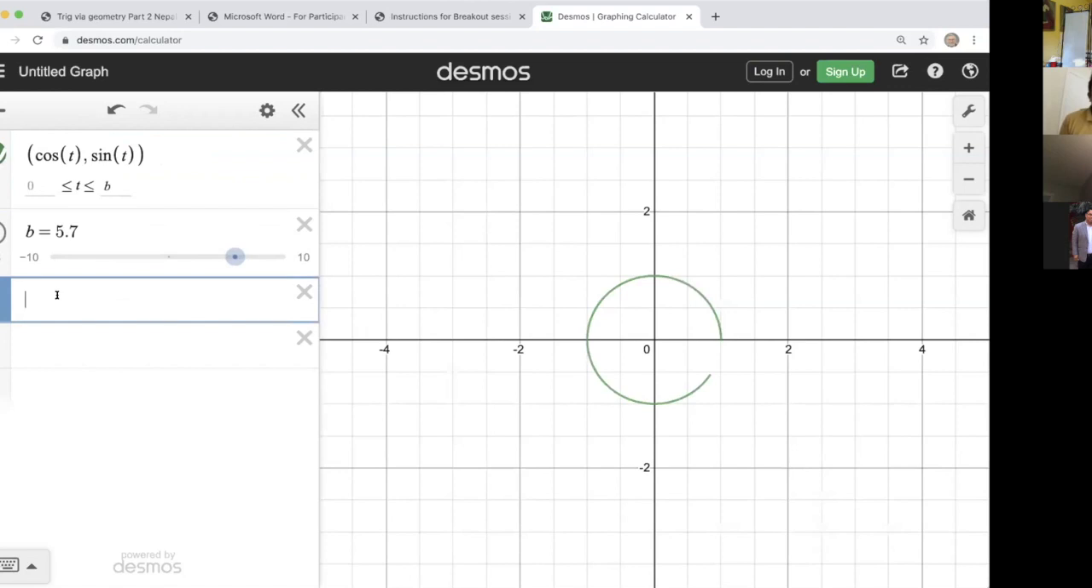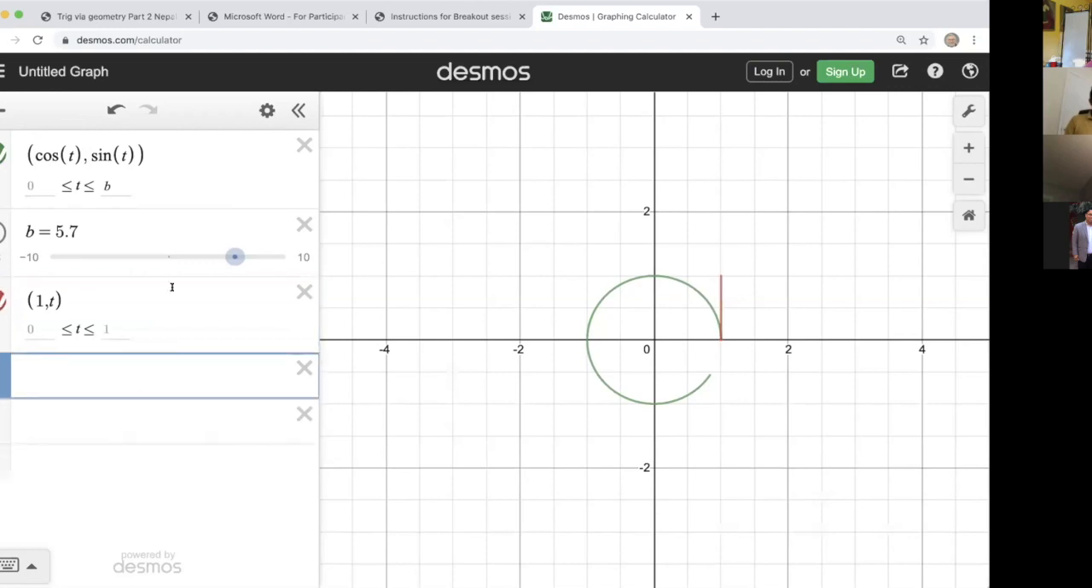And then we can cleverly say, what about 1 comma t, and use b as the maximum value for that. So this slider will control both the red graph and the green graph. And so this is the wrapping function idea, that here, when b is 2, this red length is 2, and this green length is also 2. The straight line segment has been like a string wrapped around the unit circle.